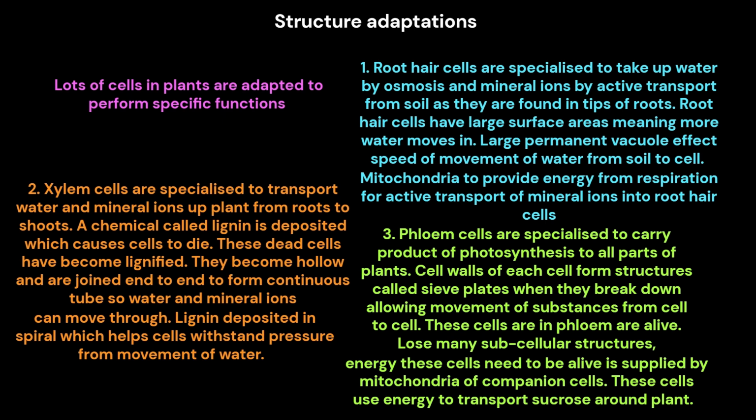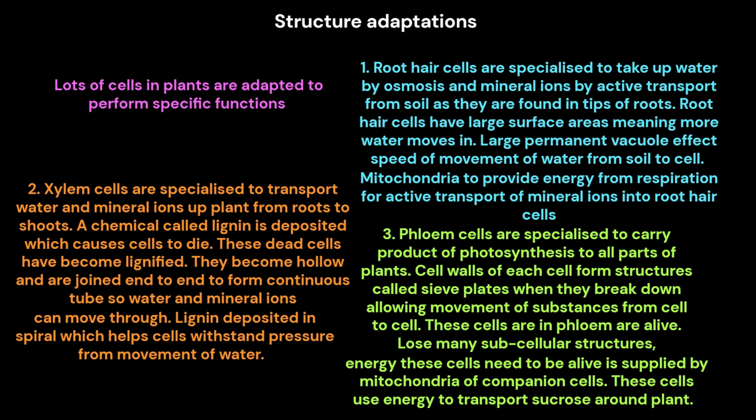Root hair cells are specialized to take up water by osmosis and mineral ions by active transport from soil, as they are found in the tips of roots. Root hair cells have large surface areas, meaning more water moves in. A large permanent vacuole affects the speed of movement of water from soil to cell. Mitochondria provide energy from respiration for active transport of mineral ions into root hair cells.